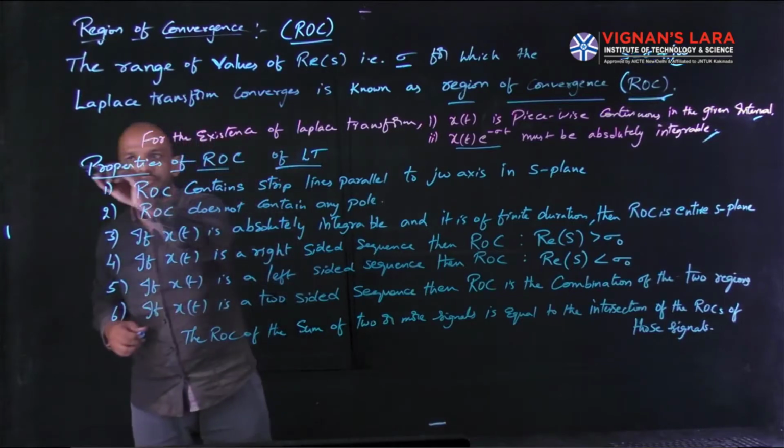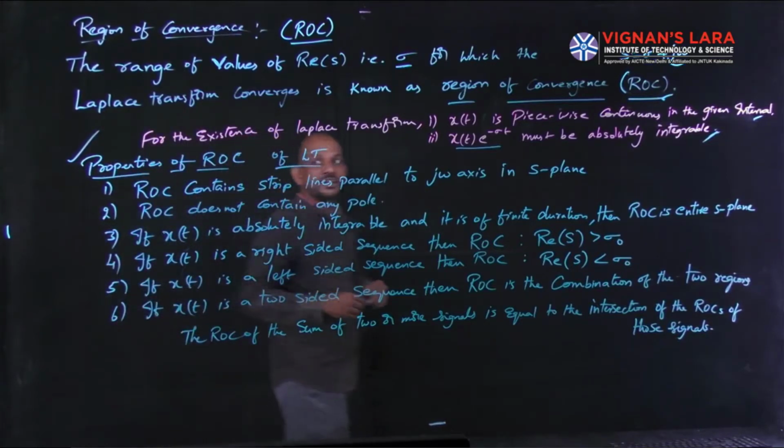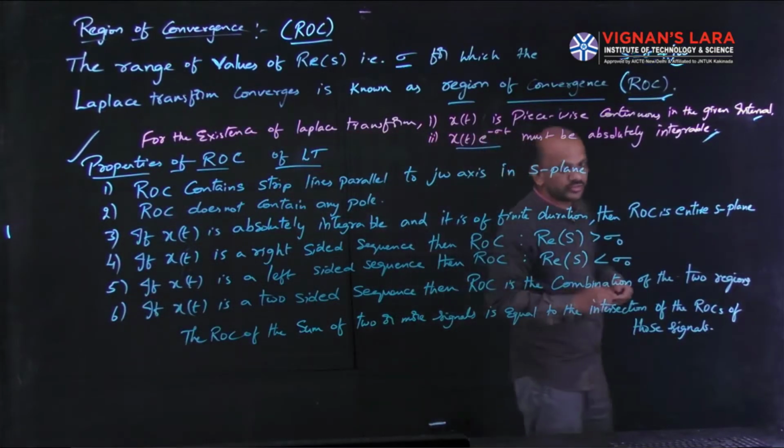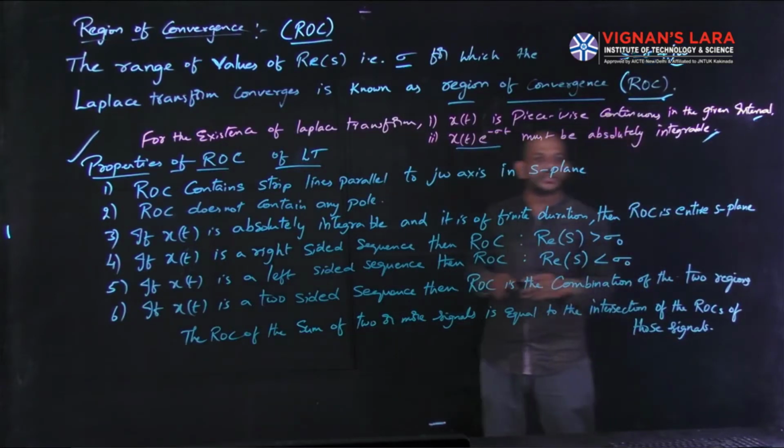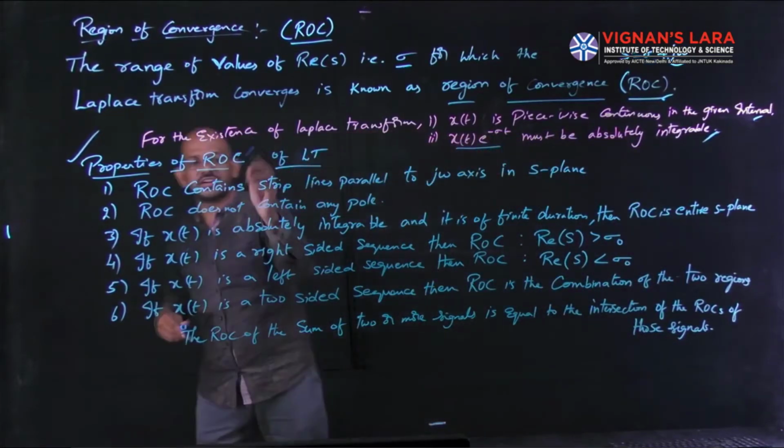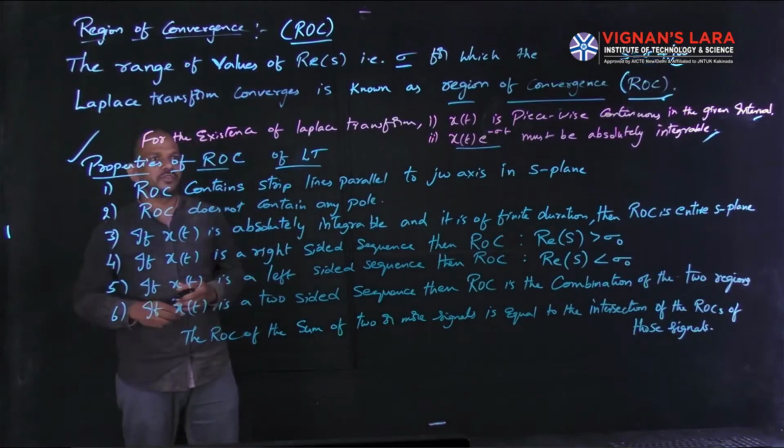Okay, so in that, everything will be explained by the properties of region of convergence of Laplace transform. So you can get a clear idea about the region of convergence with the help of the properties of ROC. Okay, properties of ROC of Laplace transform.